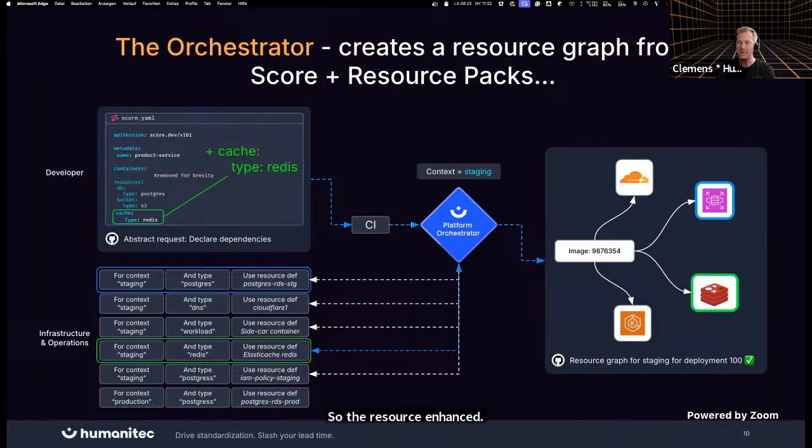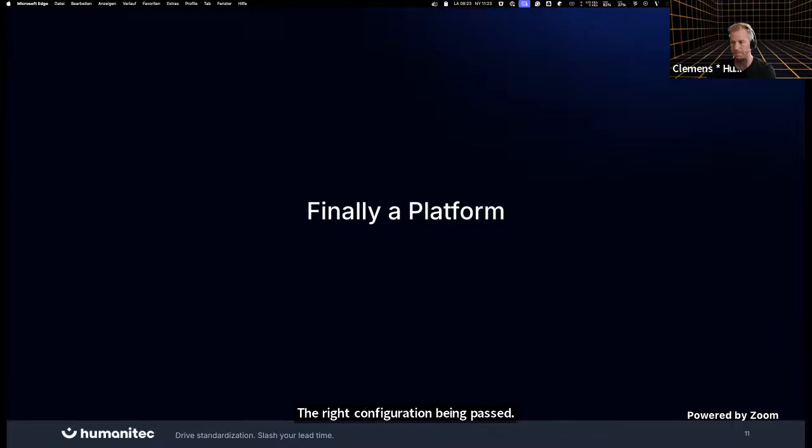And then the graph is executed once again, because each node knows how it's being constructed. In this case, the Terraform run is executed, creating the ElastiCache cluster in AWS. And that's how you end up with the right infrastructure, with the right configuration being passed to the application.